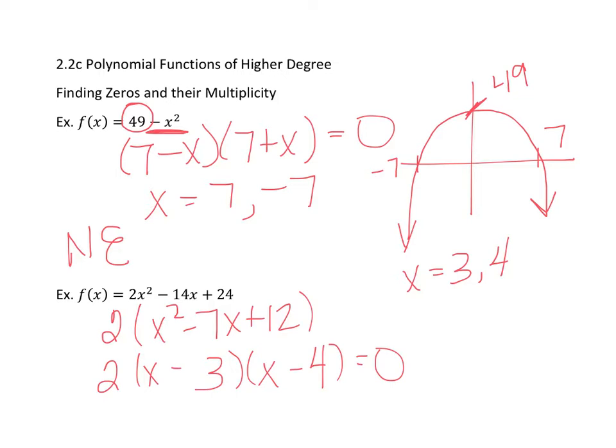I'm going to have a y-intercept of 24. So I know I'm crossing on the positive side. I've got x-intercepts here and here. This is a positive leading coefficient with an even degree, which means they're both going to be pointing up. So it must look something like that.